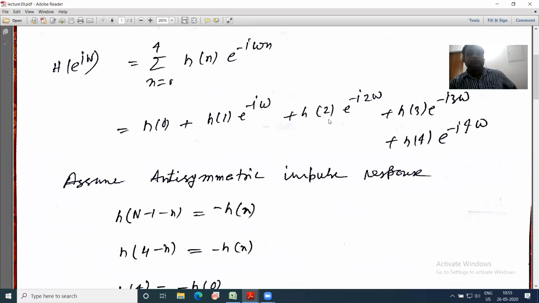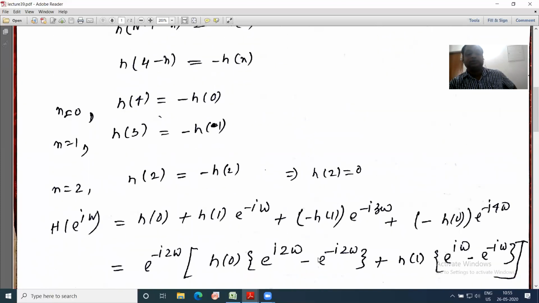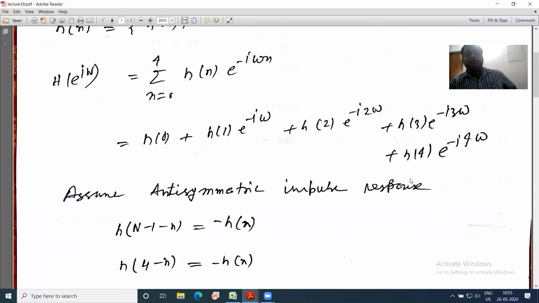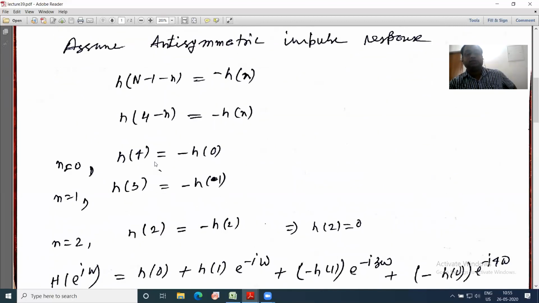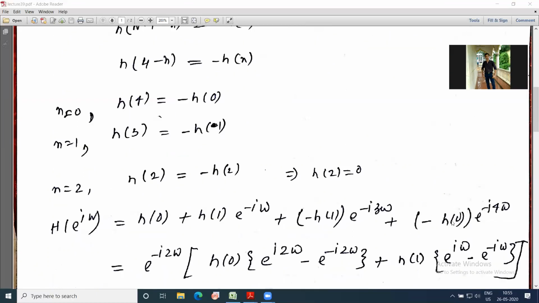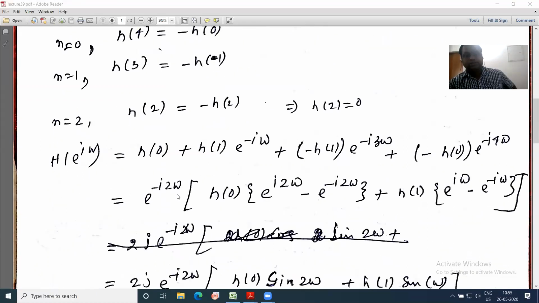See, h2 is equal to 0, so this part is 0, and h3 equal to minus h1, so let us write minus h1, and h4 equal to minus of h0, so I have written minus of h0. Now you write e power minus j2 omega. What I have written, because e to the power j, (N minus 1) by 2 means 5 minus 1 by 2, so 4 by 2 is equal to e power j2 omega.